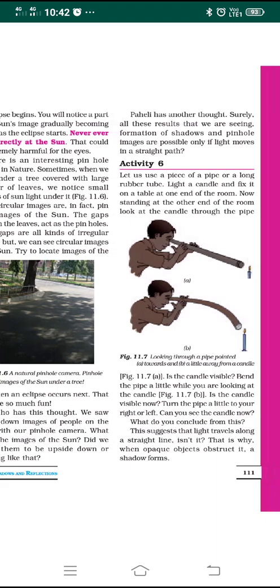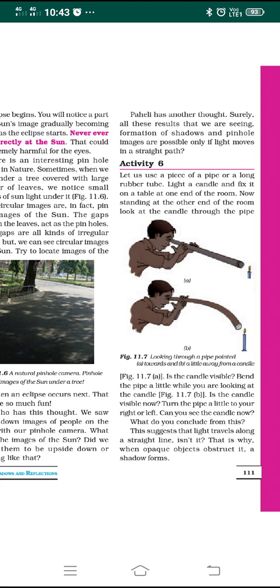Paheli has the thought that surely all the results that we are seeing, the formation of shadows and pinhole images, are possible only if light moves in a straight path. Yes, of course. Whatever results we are seeing, the formation of shadows and pinhole images, are all possible only if light travels through a straight path or a straight line. If not, we would not be able to see the shadows or the pinhole images. So for that, there is activity number 6.